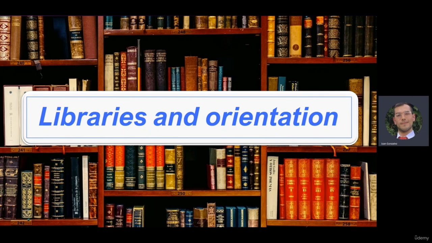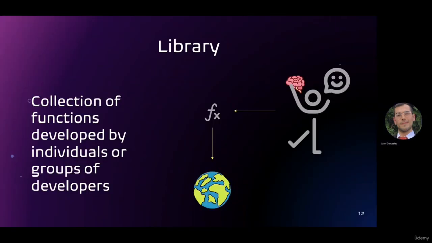Let's begin with the learning directly in the Python code. So first of all, libraries and orientation. What is a library? It's a collection of functions developed by individuals or groups of developers. So imagine that there is an intelligent person somewhere in the world, the reason you see here a huge brain, who develops some functions, huge code that makes some process in Python development easy or quick. What this intelligent person does is put all the knowledge out for the world, and it is going to be free. Most of the libraries are free. So we are going to find important developments and important functions directly in one library.